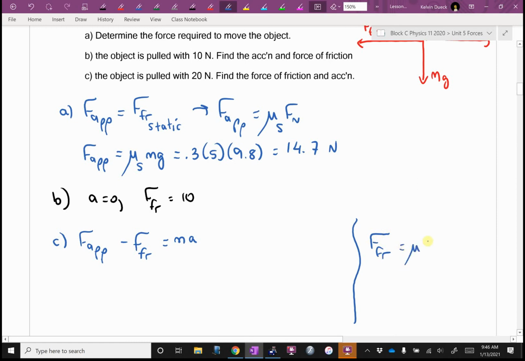Friction is mu times the normal force. In part C, are we sliding? So I'm not going to use mu static. I'm going to use mu kinetic. That's a lowercase k and an uppercase N. I don't know the normal force. Oh, but look. mg. So friction is going to be mu kinetic mg.